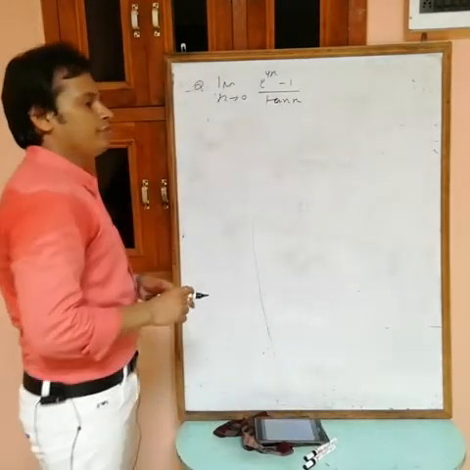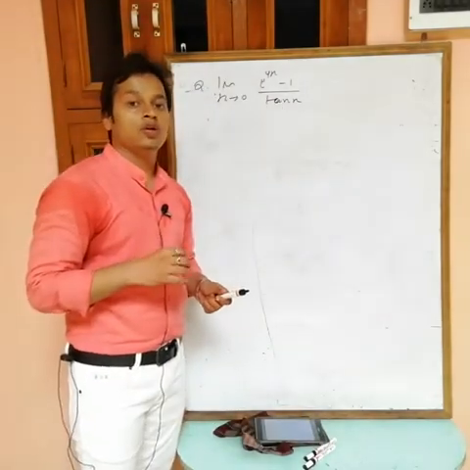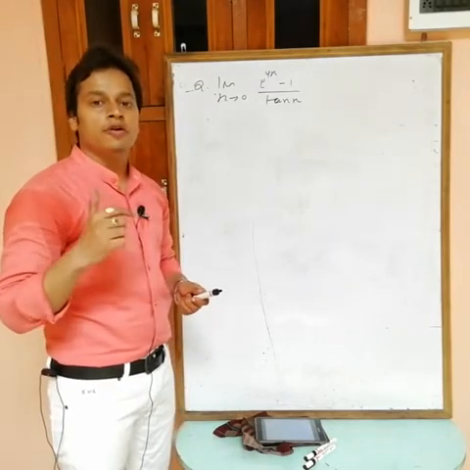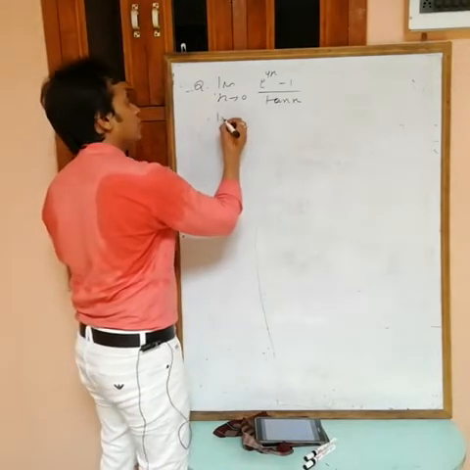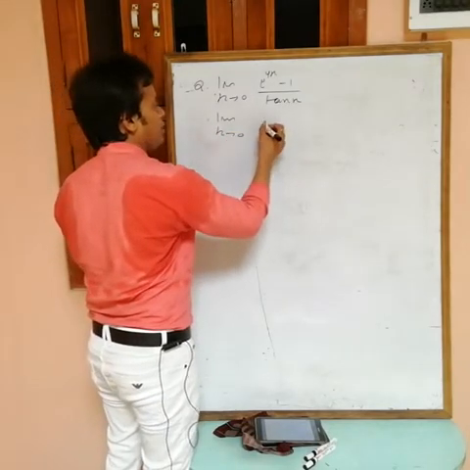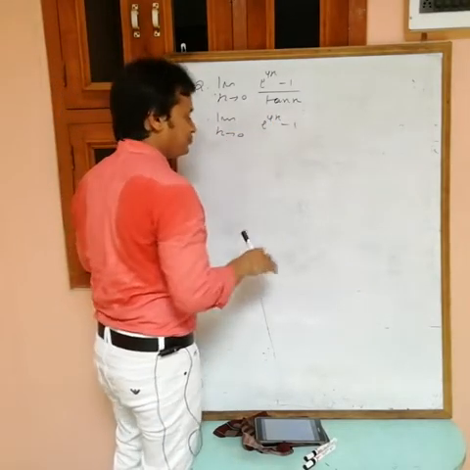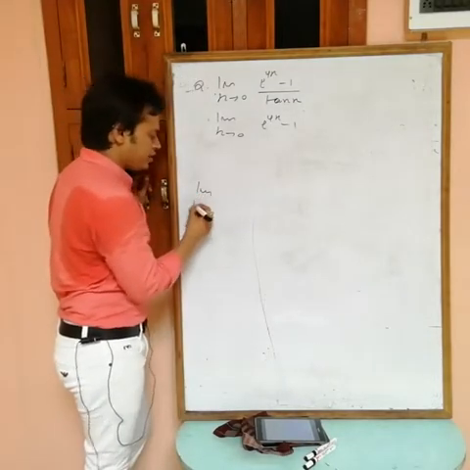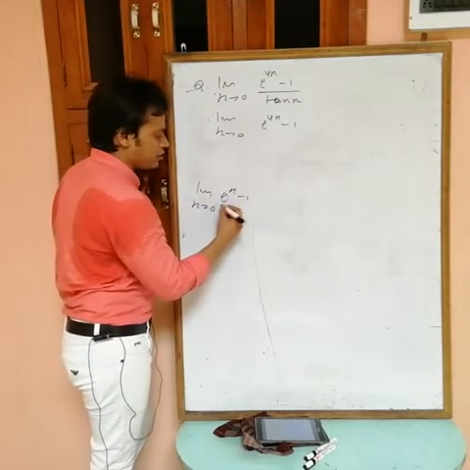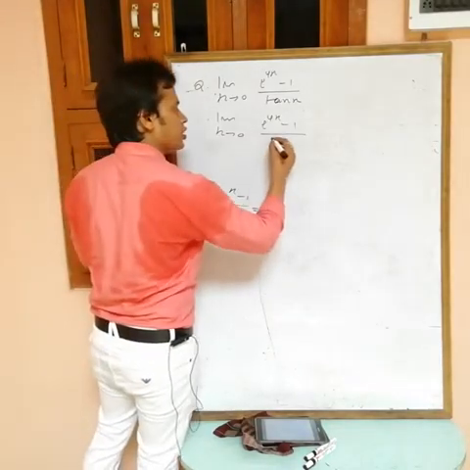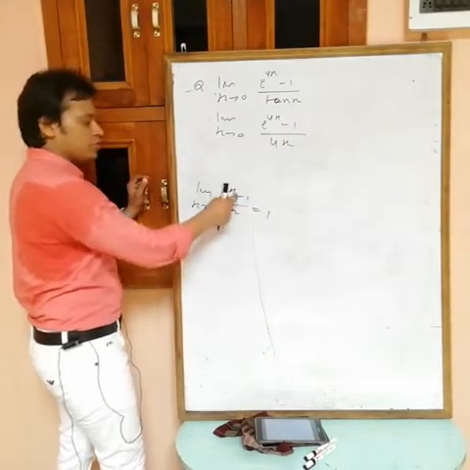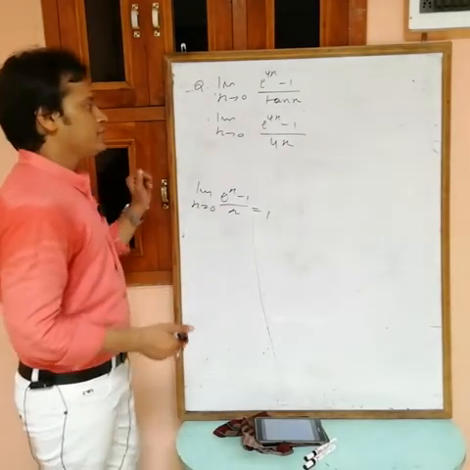Now we are taking the question using the standard limit e power x minus 1 by x equals 1. See, limit x tending to 0 e power 4x minus 1. We have the standard limit that limit x tending to 0 e power x minus 1 by x equals 1. Here we have e power 4x minus 1. Then in the denominator what we want is 4x, because both must be the same. Now this is the standard limit.